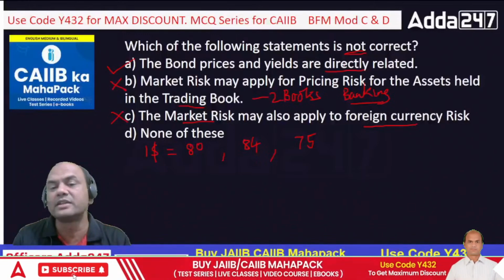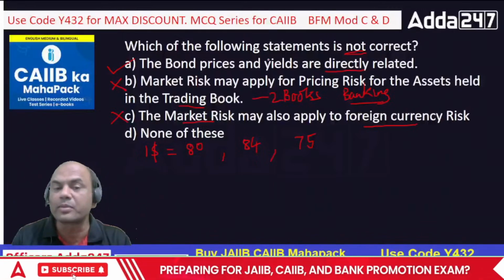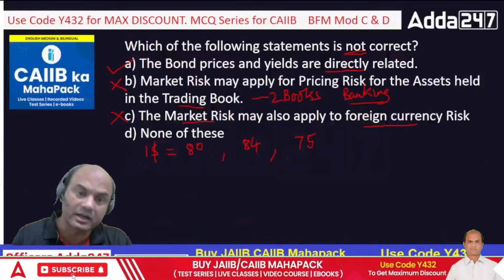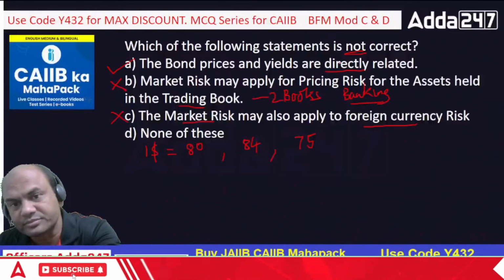The bond prices and the yields are directly related. The correct statement is that the bond prices and the yields are indirectly related. Remember, indirectly. Got it, everyone? Clear the concept? Okay.